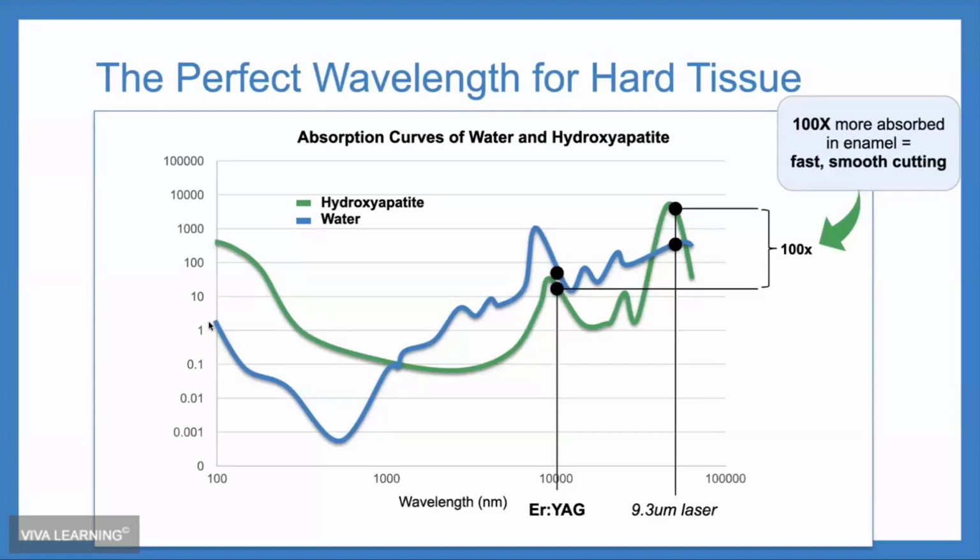The main reason that this laser works is because the 9.3 micron laser, that wavelength of photon light energy moving throughout space, is being absorbed specifically by hydroxyapatite. And it's where hydroxyapatite absorbs the most energy. The analogy I like to use: there are a lot of different lasers out there. They all are absorbed in hydroxyapatite or water or some combination of the two.